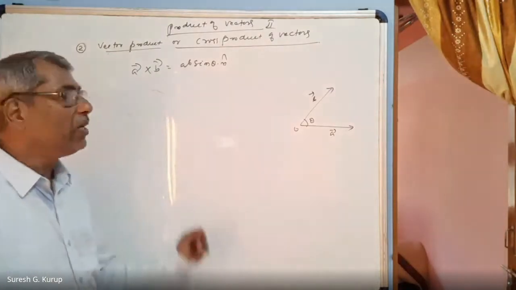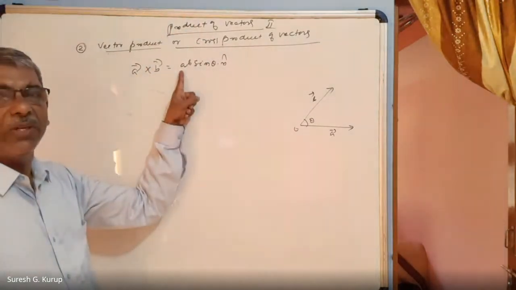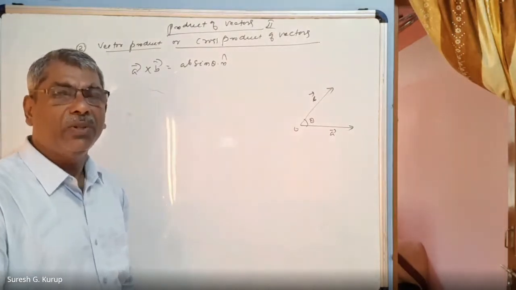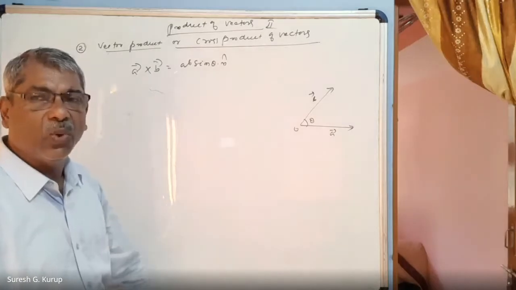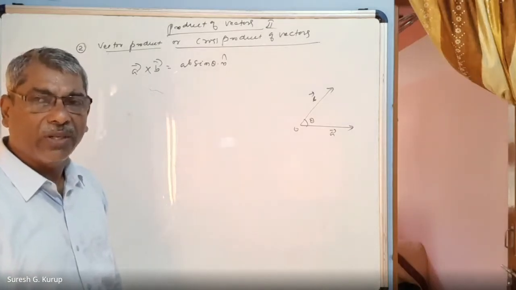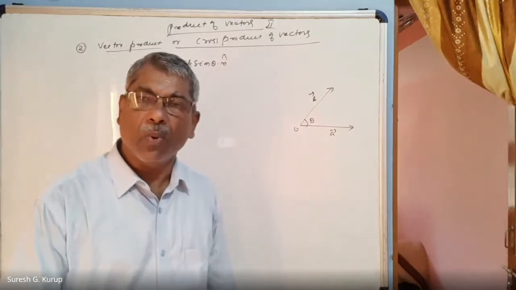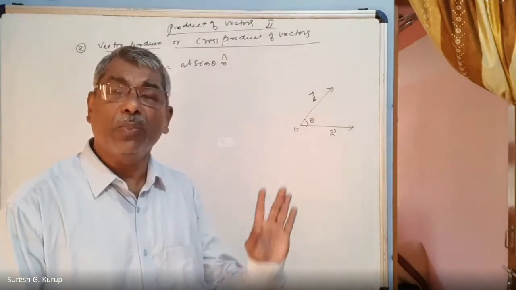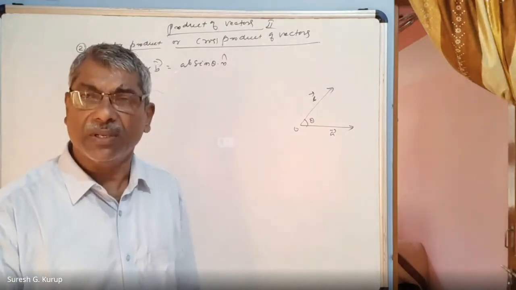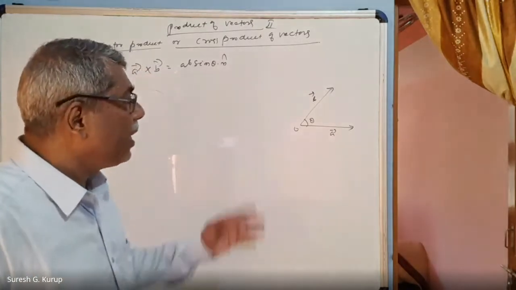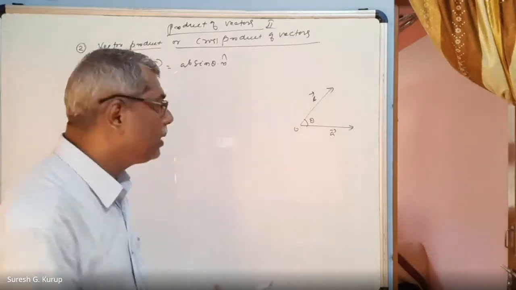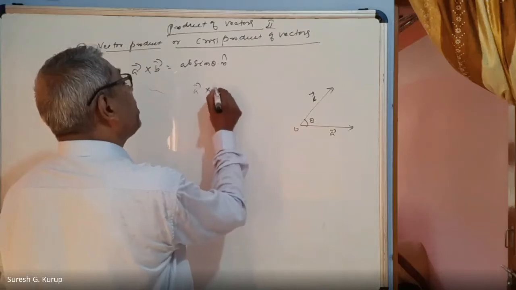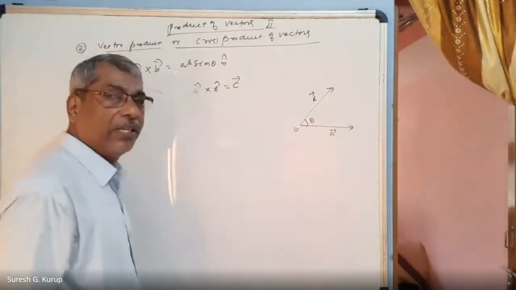So A cross B is equal to the magnitude of the first vector into the magnitude of the second vector into the sine of the angle between these two vectors. This is what we call cross product. Cross product means the product of two vectors, and the product obtained is itself another vector. That means vector A cross vector B is equal to vector C.